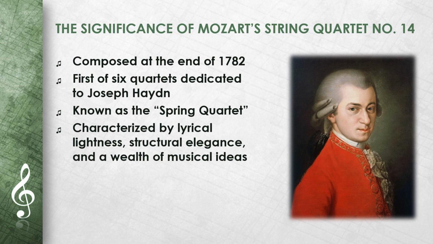The String Quartet No. 14 in G major, K. 387, known as the Spring Quartet, was composed in late 1782 and is the first of 6 quartets that Mozart dedicated to Joseph Haydn. This dedication was a significant gesture, as Haydn was greatly admired by Mozart and was considered the leading quartet composer of the time. The Spring Quartet is characterized by its lyrical lightness, structural elegance, and a wealth of musical ideas.